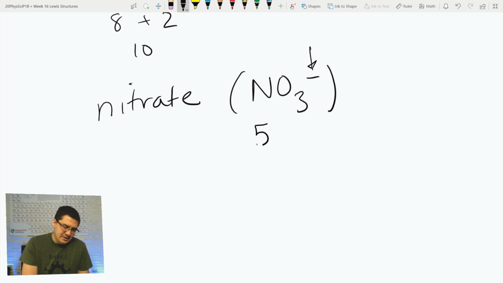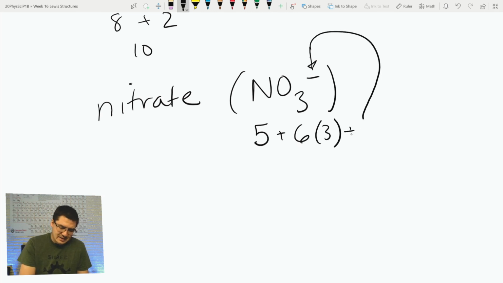Nitrogen is a group 5 element. Oxygen is a group 6 element, and there's 3 of them. And then this guy, you remember, negative charge means there's 1 extra electron, usually stolen from some metal or some electron source. So it's basically increasing our count of electrons by 1. If it was -2, it would increase it by 2. Let's do this one. So this is 5 plus 18 plus 1, that's 24.